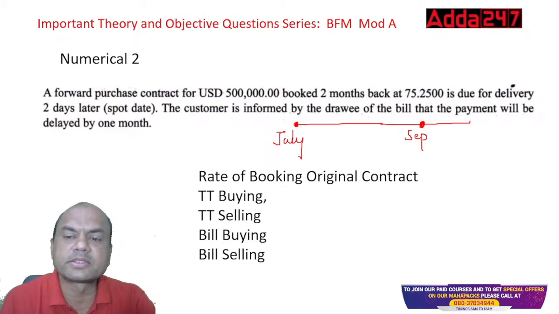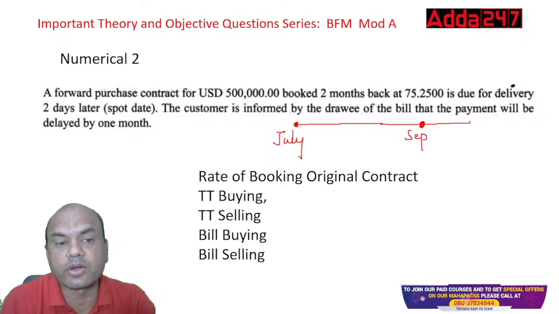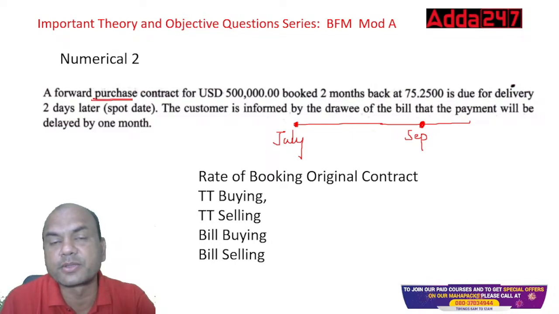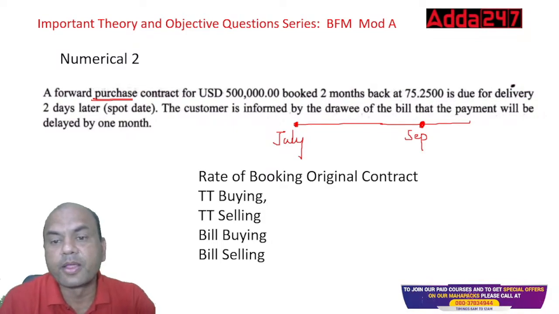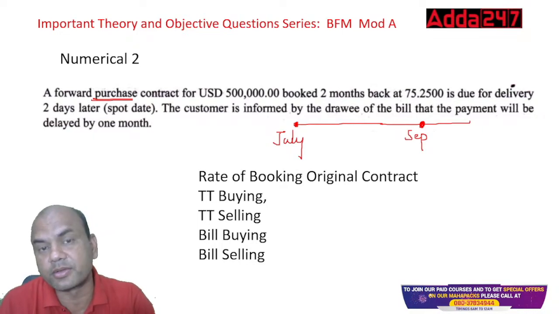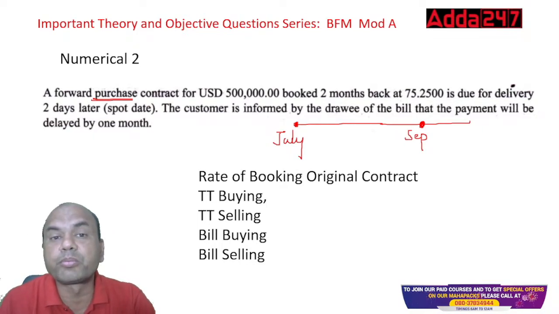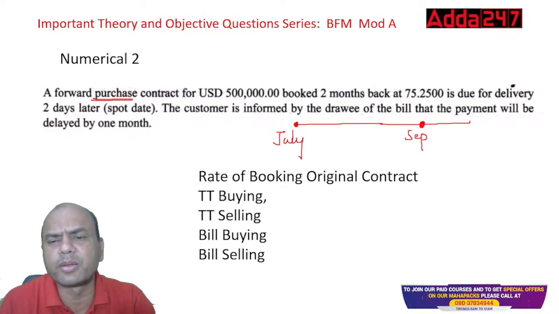But what has happened is the customer is told now by his buyer. See here, forward purchase contract. Purchase means it's an export transaction. Always remember, purchase is always export. The buyer of your customer was going to pay the customer in September. But this buyer has said, no, I won't be able to pay you now. I'll be able to pay you after 1 month, in October.